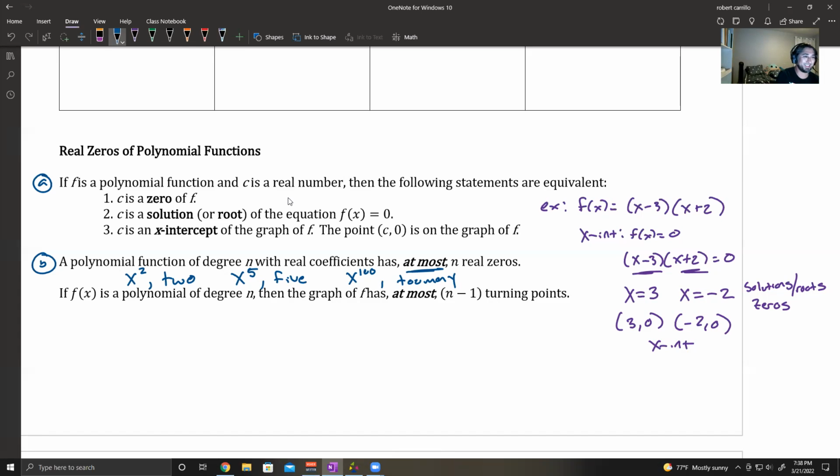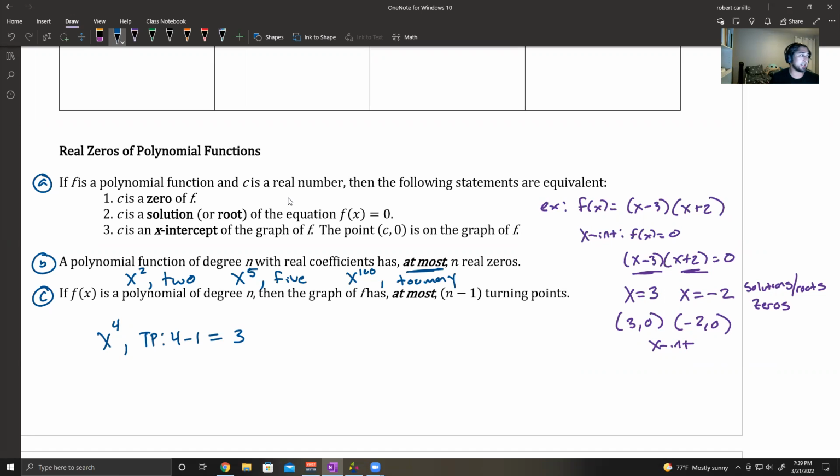Okay. And then C: if f of x is a polynomial of degree n, then the graph of f will have at most n minus 1 turning points. Basically, whatever the degree or power of your function is, if you want to know how many times it's going to turn on the graph, you just take that degree and subtract 1. So let's say I start with x to the fourth. This means my turning points would be 4 minus 1, and I would have 3 turning points.